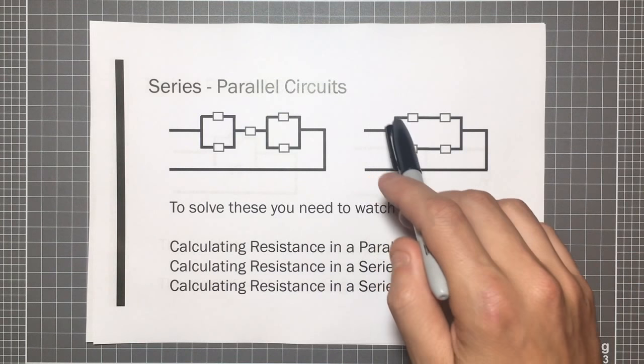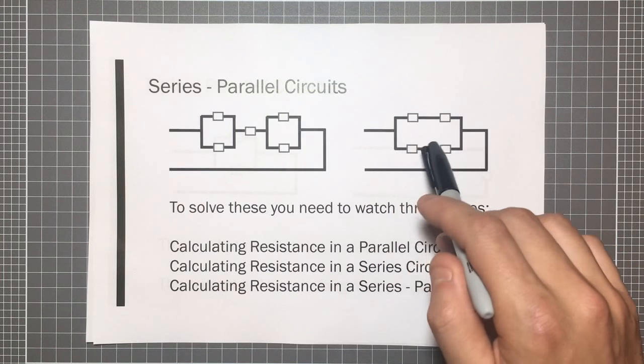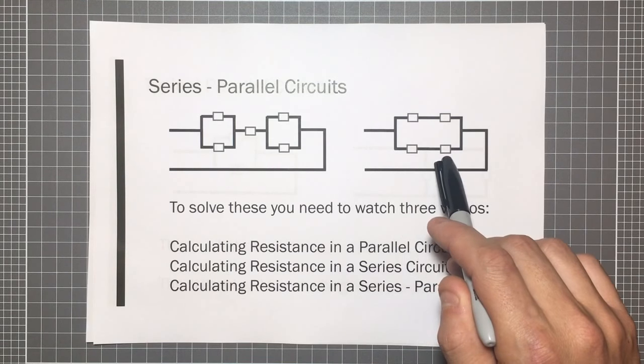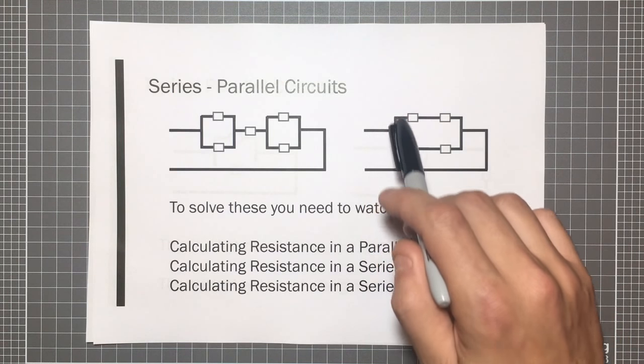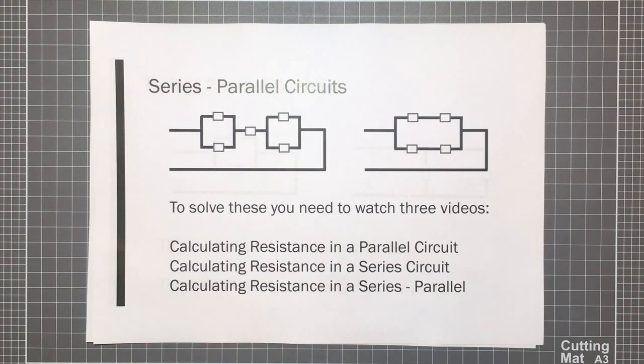Same over here, we actually have a parallel which then goes into series. So we've got 1, 2 resistors and these are actually in series. So this one here is a parallel series circuit. So look, there's no big deal, we can calculate these. You just need to do a little bit of extra study and we've got videos on all three of them.